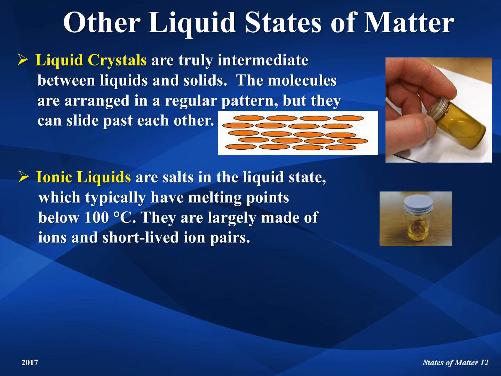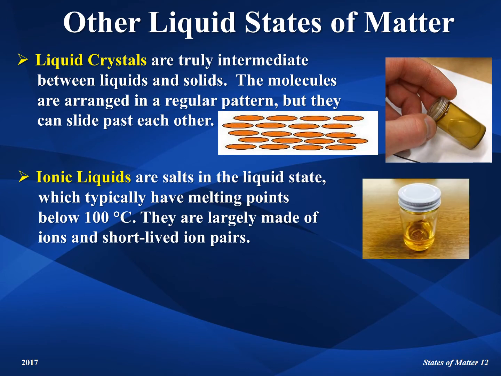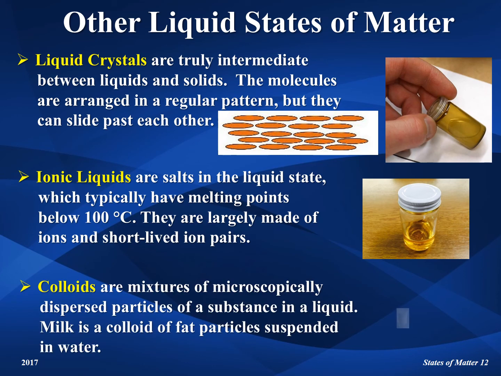Ionic liquids are another unique state of matter. They are salts in the liquid state, which typically have melting points below 100 degrees Celsius. Ionic liquids are largely made of ions and short-lived ion pairs. The photo shows an ionic liquid in a small bottle. The colloid state is another liquid state of matter. Colloids are mixtures of microscopically dispersed particles of a substance in a liquid. A good example is milk, which is a colloid of fat particles suspended in water.